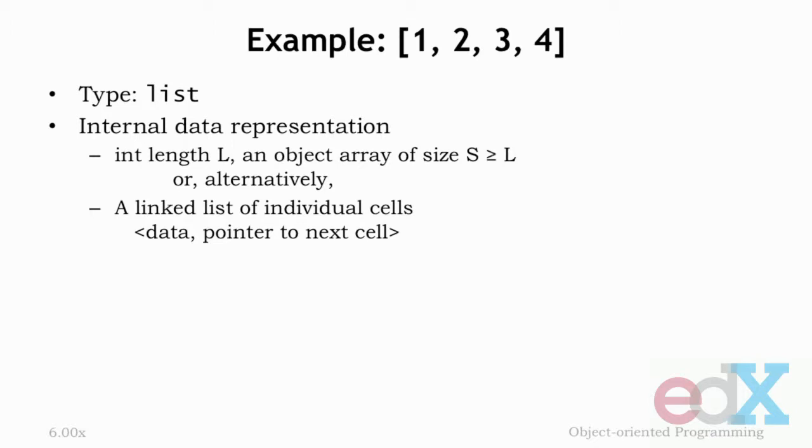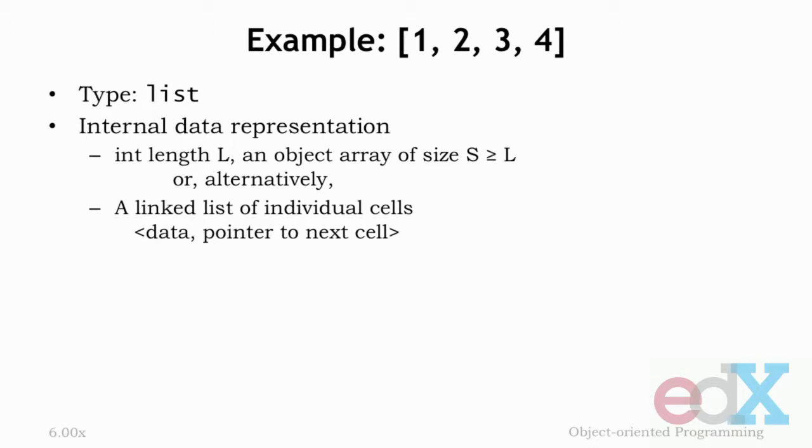Alternatively, we might choose to store a list as a linked list of individual cells. So we'd have a cell holding 1, and a cell holding 2, and a cell holding 3, and a cell holding 4, and the other half of each cell would be a pointer to the next cell. So a little daisy chain of these cells, one for each element of the list. Why would you choose one implementation over the other?